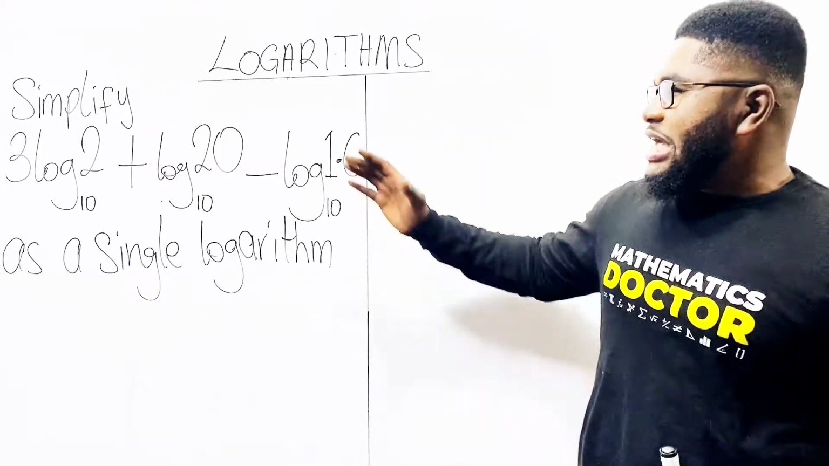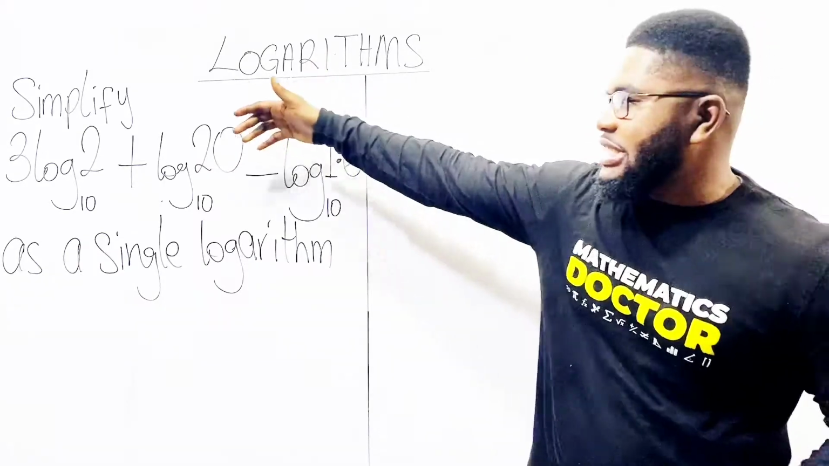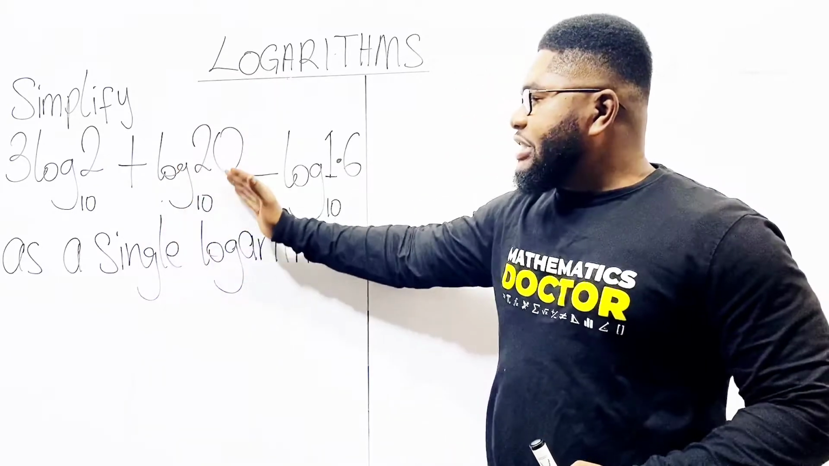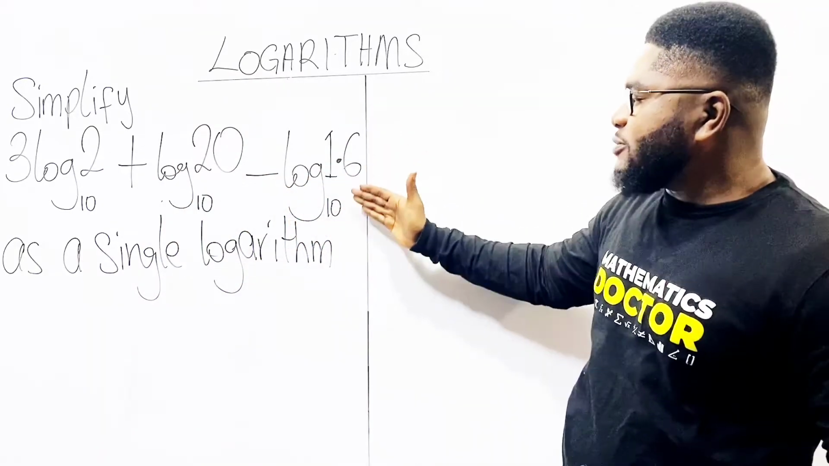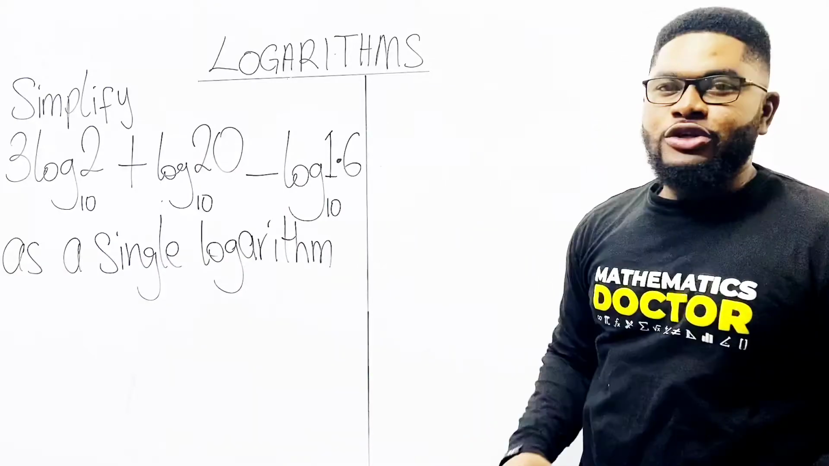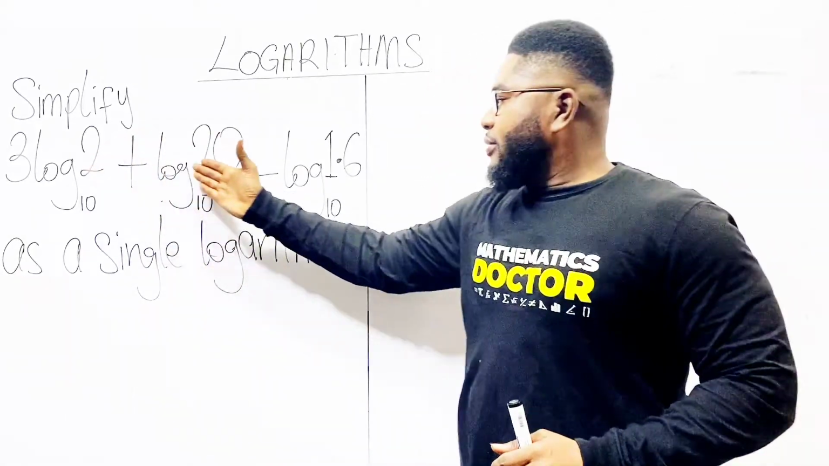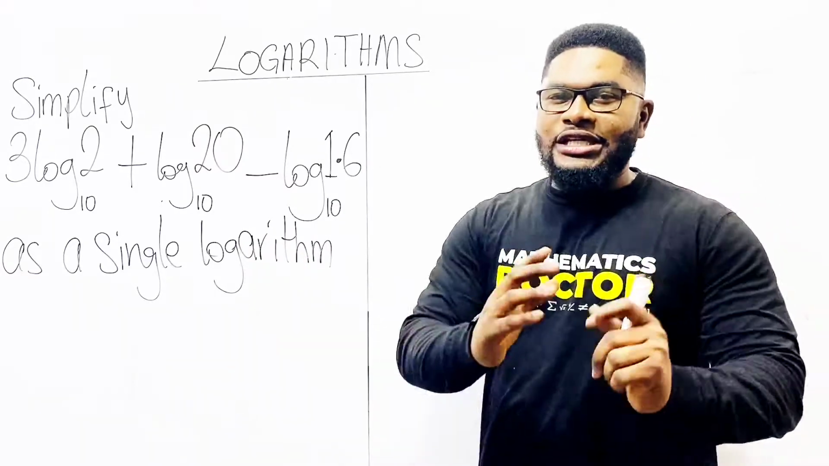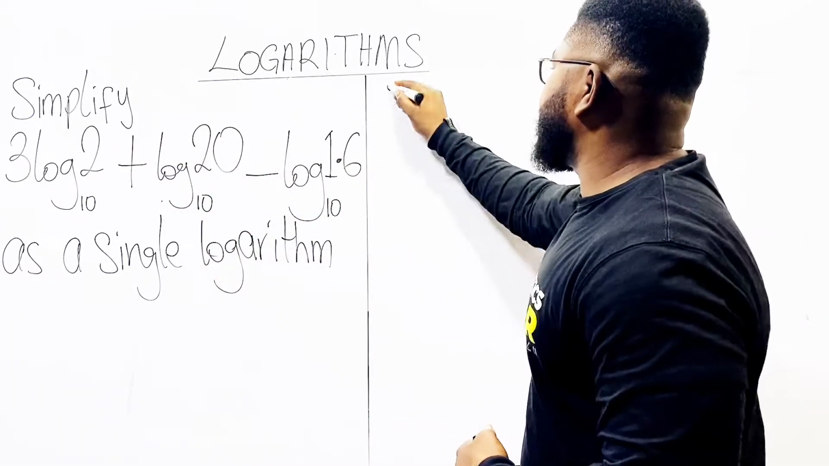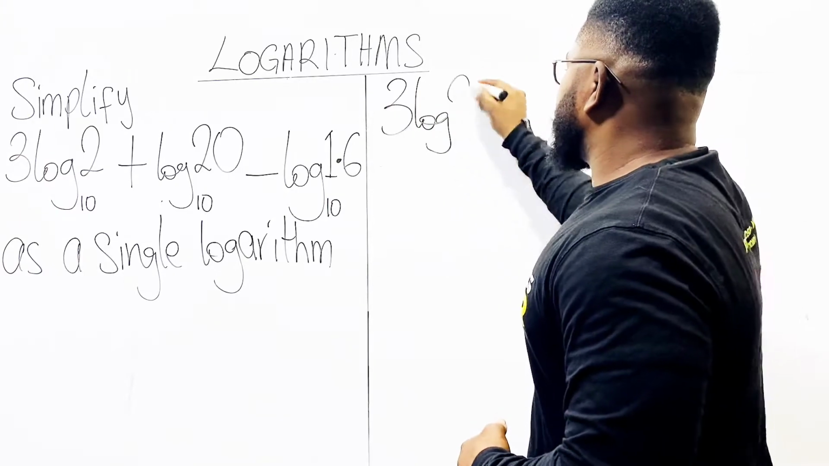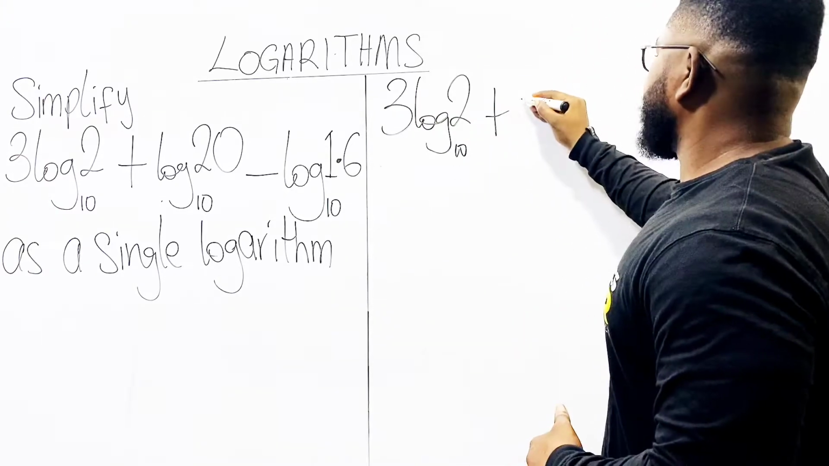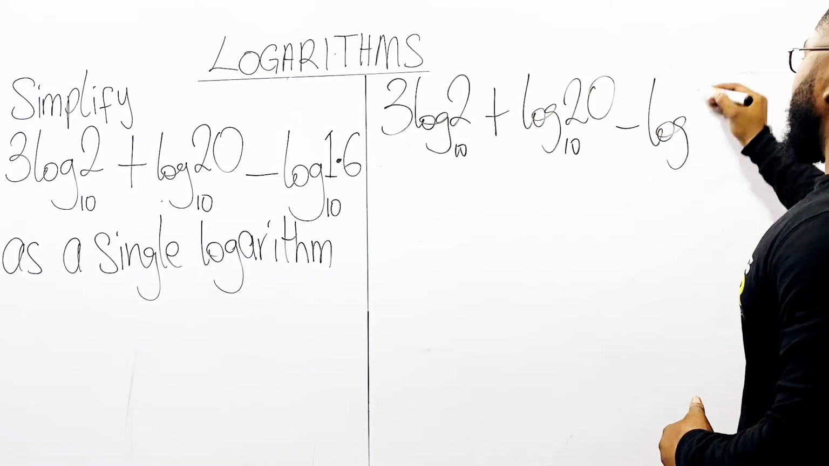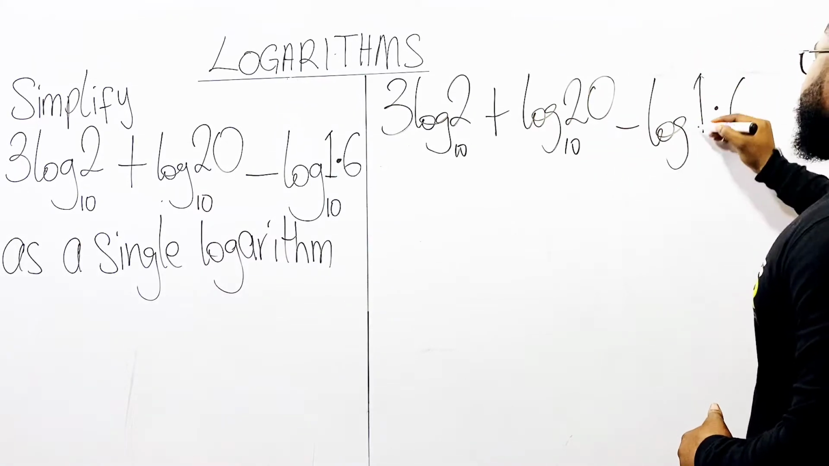Now at this point, we take a typical example for logarithm. It says simplify 3 log 2 base 10 plus log 20 base 10 minus log 1.6 base 10 as a single logarithm. So this is so clear. These are about 3 logarithms and we want to reduce them into a single logarithm. Let us start. Let's write the log. It becomes 3 log 2 base 10 plus log 20 base 10 minus log 1.6 base 10.